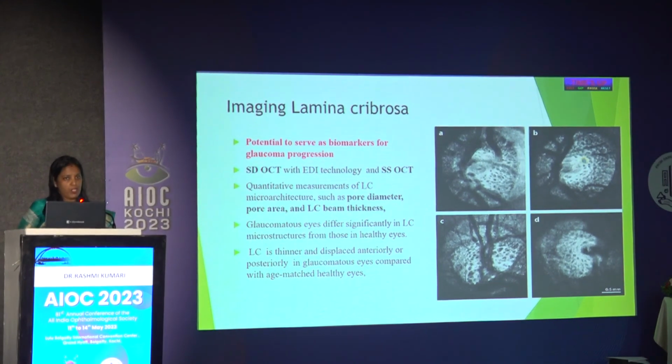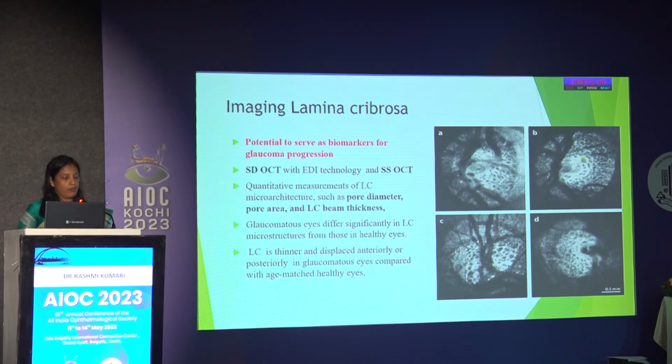New advancement in the imaging modalities of the disc is imaging of the lamina cribrosa with the advent of swept source OCT, which is now known to have potential to serve as biomarkers for glaucoma progression. And the main structures which we look for in cases of glaucoma are the microstructures, the curvature of the lamina cribrosa as well as the thickness. All three parameters are known to have differences as compared to normal patients, and these are used as comparison tools for the progression of glaucoma.